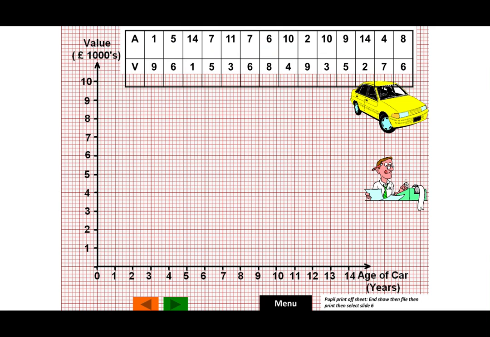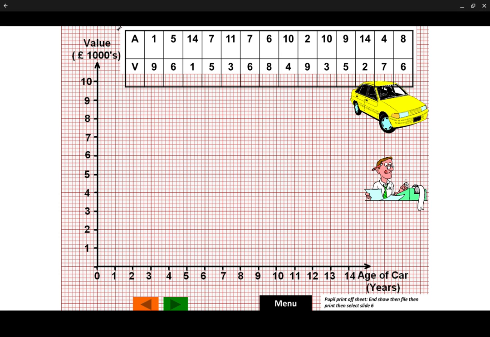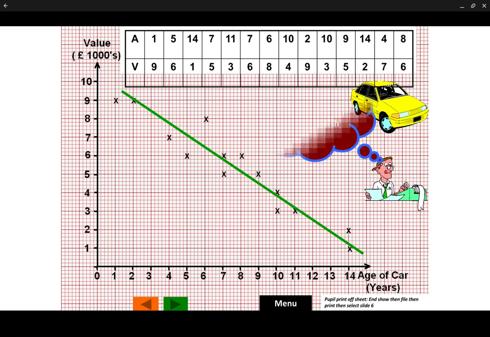So here's my data, guys. Here are some ages of cars. A 1-year-old car has a value of 9,000. A 10-year-old car has a value of 4,000. So first thing I do, plot all the points. I know you know how to plot all the points, guys.